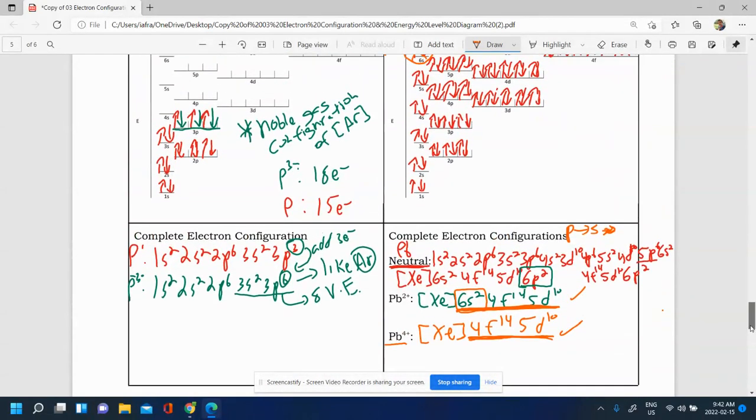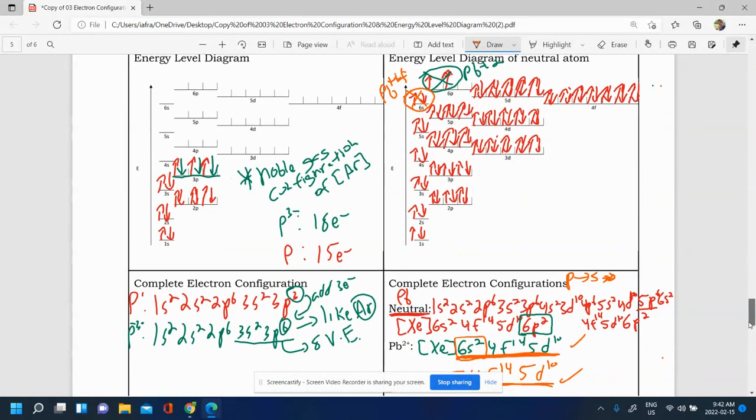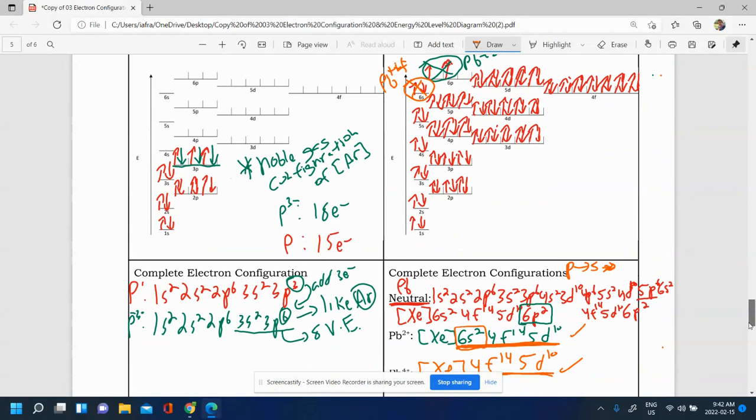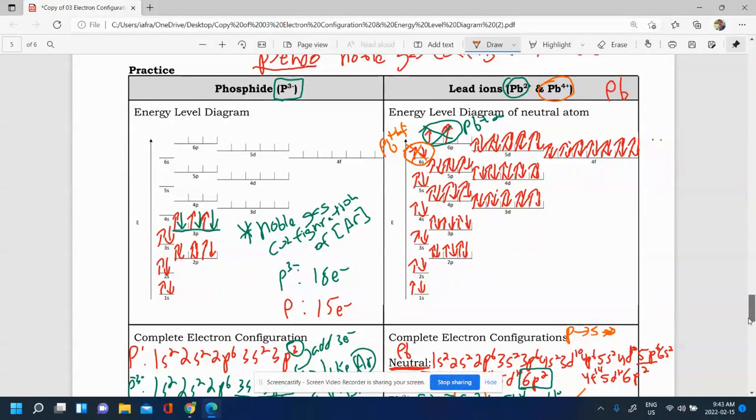So what we saw here is the ion formation for phosphide, and then also for lead 2 plus and lead 4 plus, as well as the regular lead. It was a bit of a longer one, but it's great practice to really put your electron configuration skills to the test.